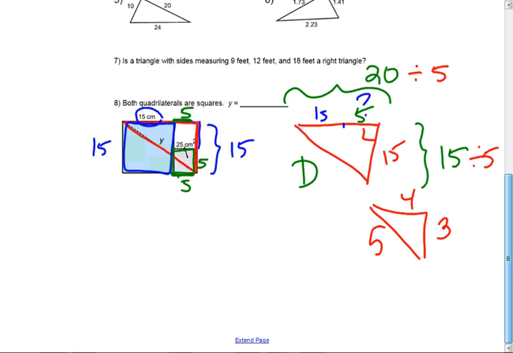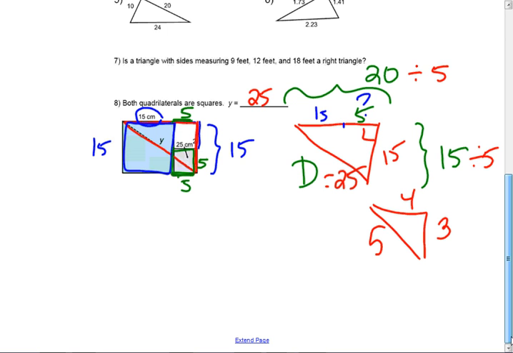This can't be 5. This was 15. This triangle's 5 times bigger than that. So what do you have to do with the 5 here to get back to this? Multiply by 5. Now, can you use Pythagorean's theorem? Sure. I don't care.